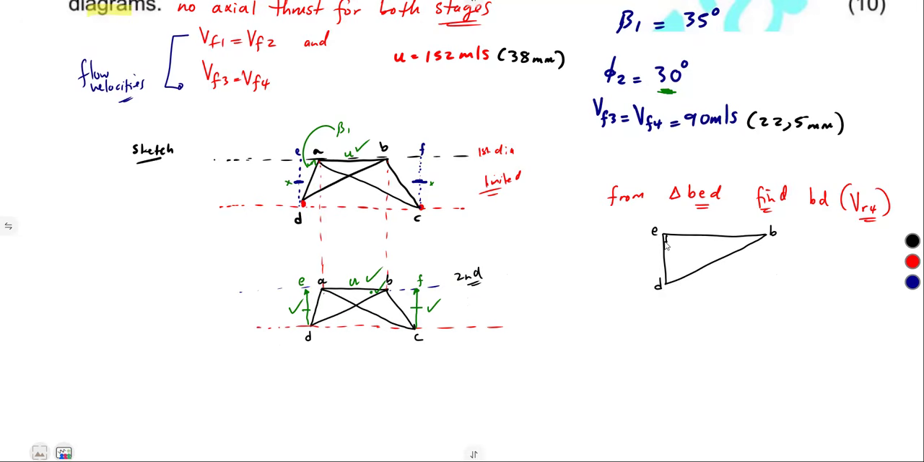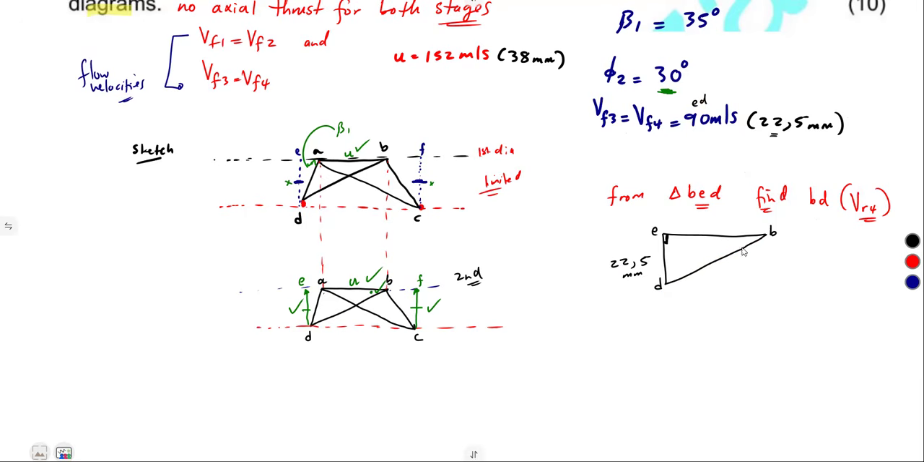It is at 90 degrees. We know that the flow velocity is at 90 degrees. So that is the E to D that we have here, which is in millimeters, 22,5 millimeters. That's the flow velocity. So what we need is to find BD, from B to D.